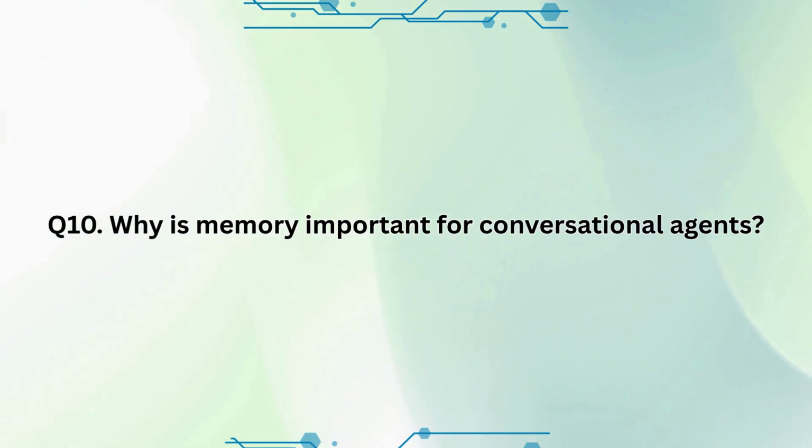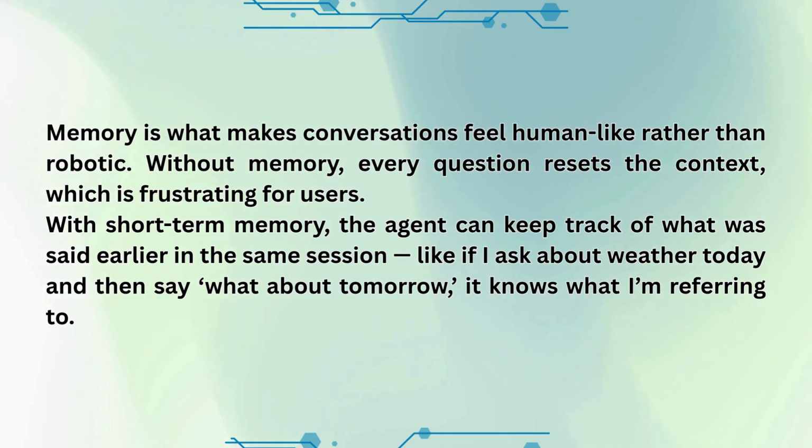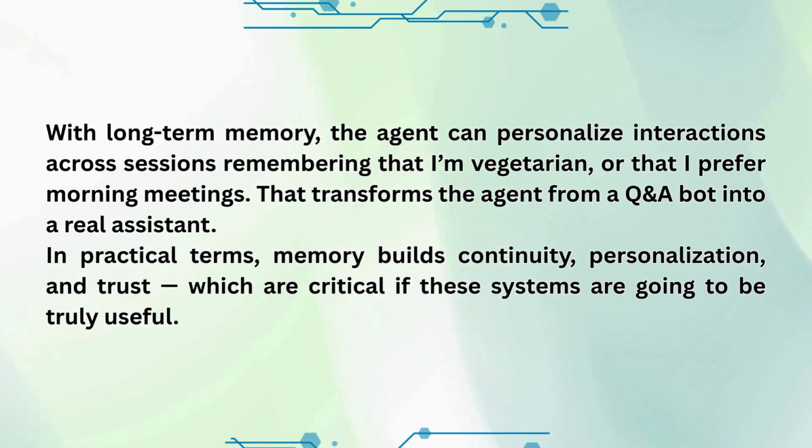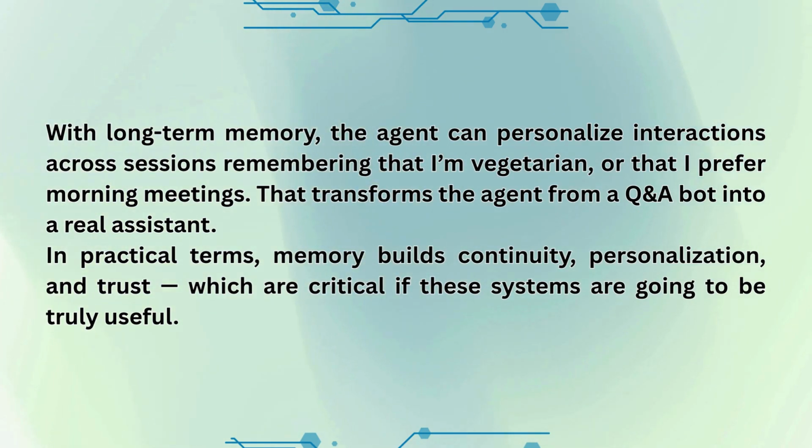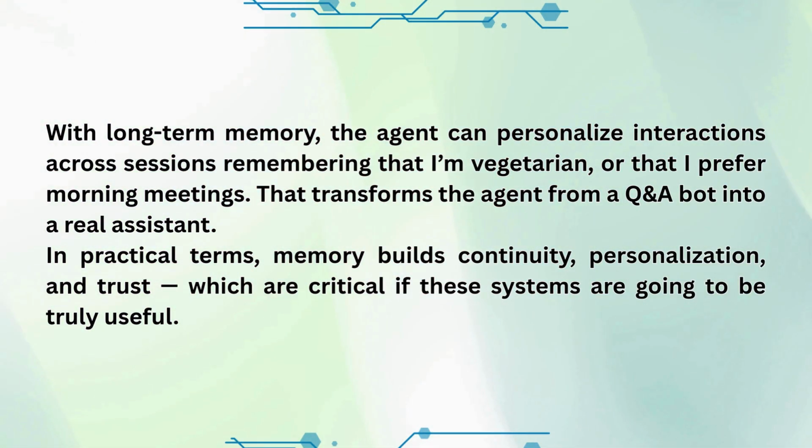Why is memory important for conversational agents? Memory is what makes conversations feel human-like rather than robotic. Without memory, every question resets the context, which is frustrating for users. With short-term memory, the agent can keep track of what was said earlier in the same session. Like if I ask about weather today and then say, "What about tomorrow?" It knows what I'm referring to. With long-term memory, the agent can personalize interactions across sessions, remembering that I'm vegetarian or that I prefer morning meetings. That transforms the agent from a Q&A bot into a real assistant.